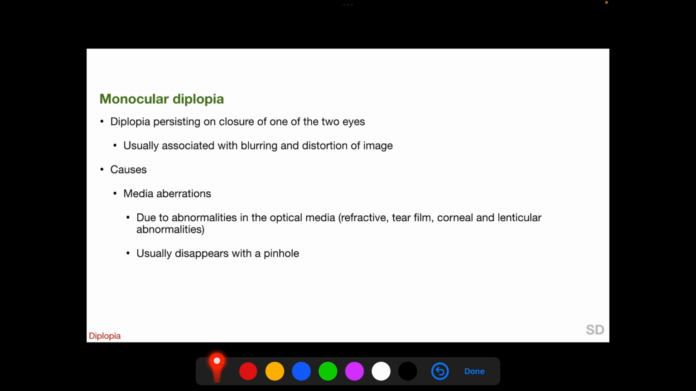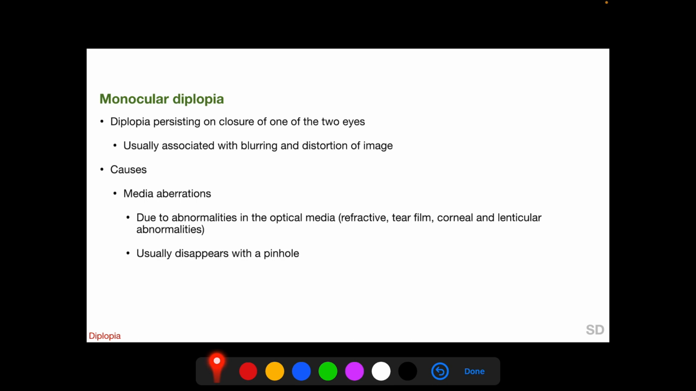Monocular diplopia is double vision occurring in one eye only, and it persists even when the other normal eye is closed, and it is usually associated with distortion of the image seen with that eye. In contrast, in binocular diplopia, there is no distortion of the two images of an object seen with either eye, but one of the images will appear fainter than the other.